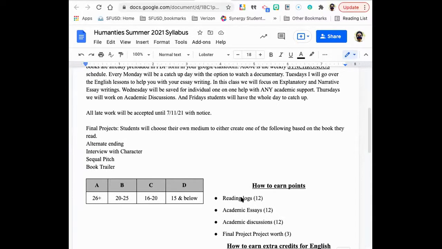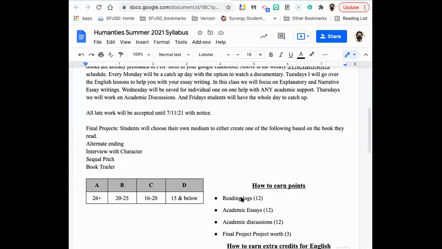Your final projects. You get to choose your final projects. Maybe you have amazing TikTok skills and video editing skills. Maybe you're an amazing drawer or artist, or maybe you like theater and you want to do a skit. I don't care what your medium is. So medium means the way you're going to present to me the material.